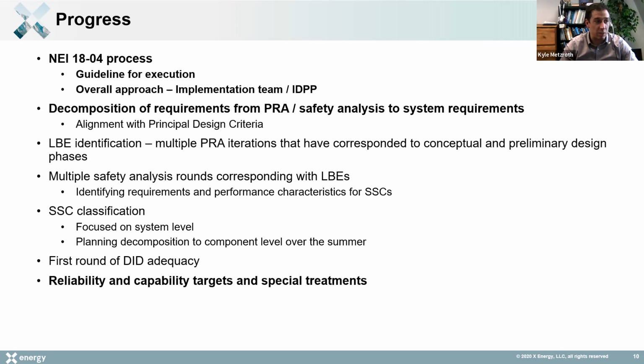We have done a first round of defense-in-depth adequacy. So we've gone through that process, and that's part of our guidelines. We've developed a guideline for all three of the big pieces of 1804, and we've gone through a first round of that. And then the final thing, which I'm going to get into in more detail later, is reliability and capability targets and special treatments.